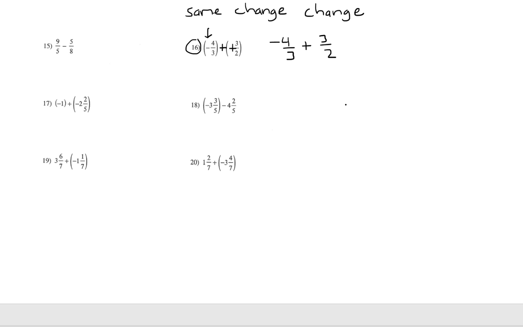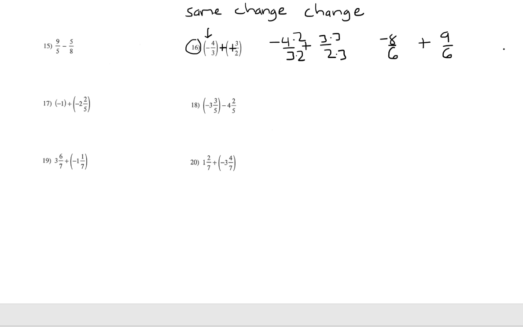So now what we really have is negative 4/3 plus 3 over 2. In order to add these two fractions, we need to find a common denominator. The common denominator between 3 and 2 would be 6. We had to times this 3 by 2 to get to 6. Negative 4 times 2 is negative 8. We had to times this 2 by 3 to get to 6. 3 times 3 is 9.